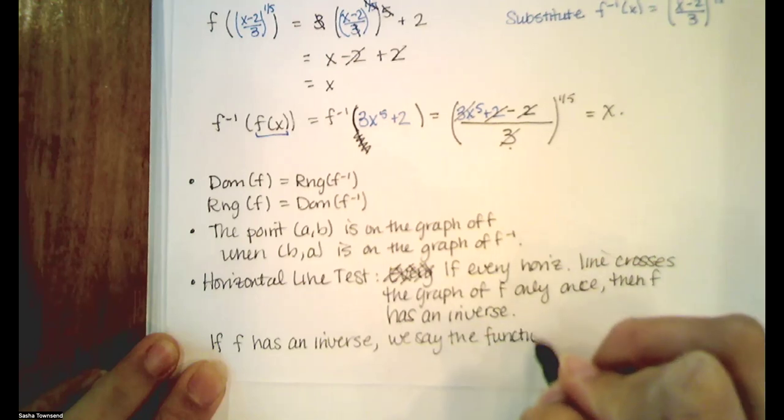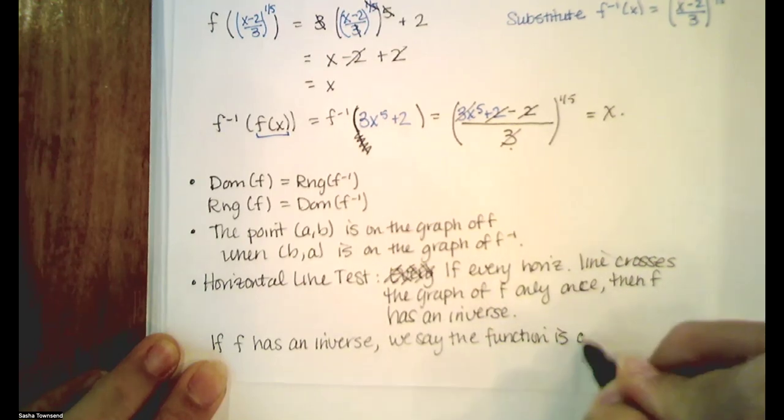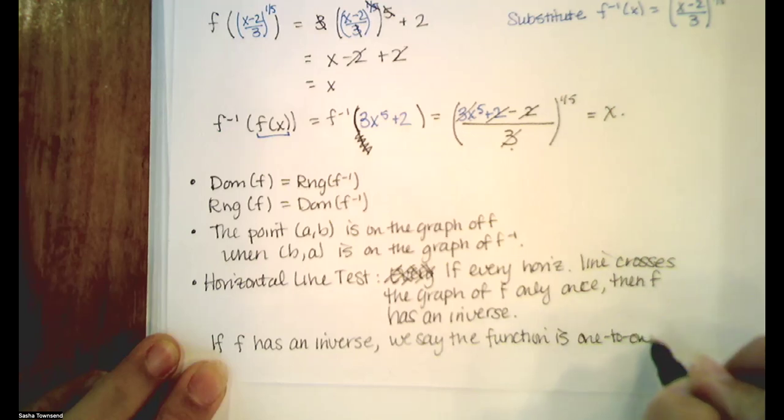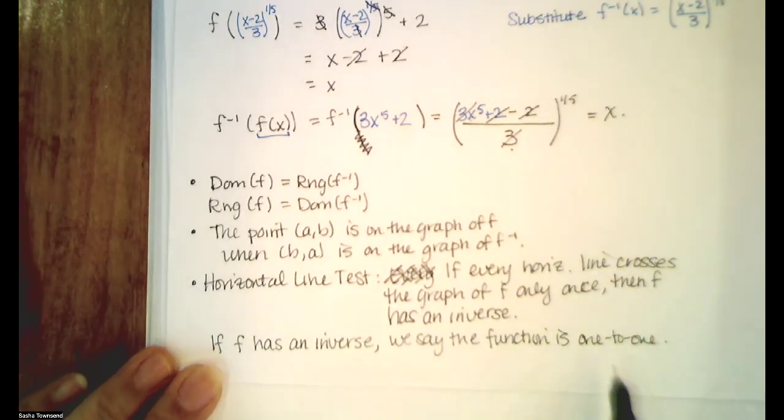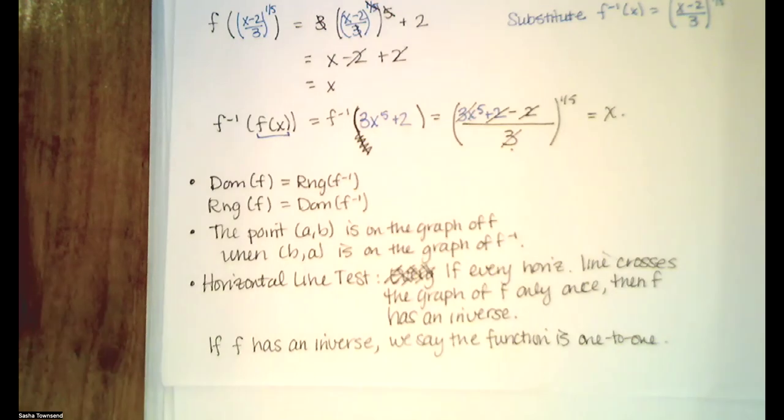Let's say the function is 1-to-1. And all that means is that every x has only one y, and every y has only one x. We don't have any y values that have multiple x values. Every x has only one y for every function, but there are possibilities for functions where we can have a y value that has more than one x. Those are not allowed when we're talking about inverse functions.